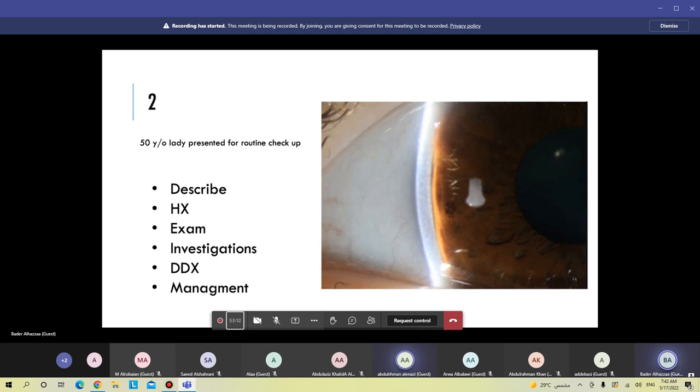If you want to assess the AC depth or the angle, you can do gonioscopy or you can do this technique just to give you an idea about the angle. Do you know what we call it? Anybody can answer? Van Herrick technique. Yes. So it's Van Herrick technique. Do you know staging of Van Herrick? The AC, how many depth can exactly know? Anybody can answer?